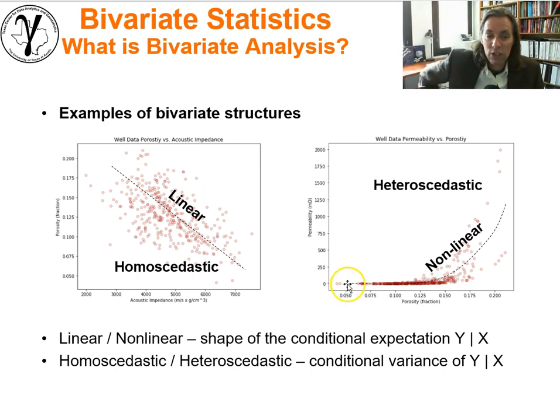Now, if we have a situation like this, porosity versus permeability, as often is the case, as we increase porosity, if we look at the variance, it is very low for permeability given low porosity. But look at the variance for permeability given high porosity. This is a case that is clearly heteroscedastic.